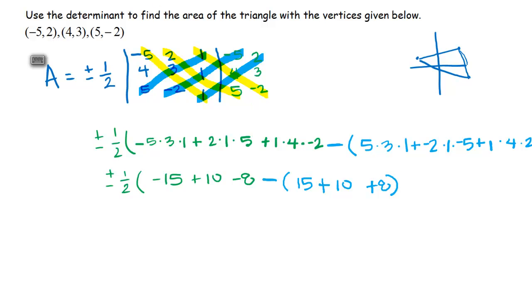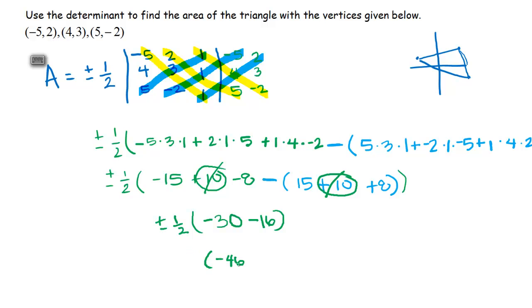And I always encourage my kids to do the least amount of calculations as possible. I'm going to close that green parenthesis over here. And I just kind of look, oh look, there's both 10s, and I got 10 minus 10, right? So those cancel. This negative 15 and this 15 don't cancel because there's this minus sign. That actually takes me to negative 30. Same with negative 8 minus 8. So that's negative 16. And then again, the plus and minus 1/2. Okay. So now I got this negative 46 business here.